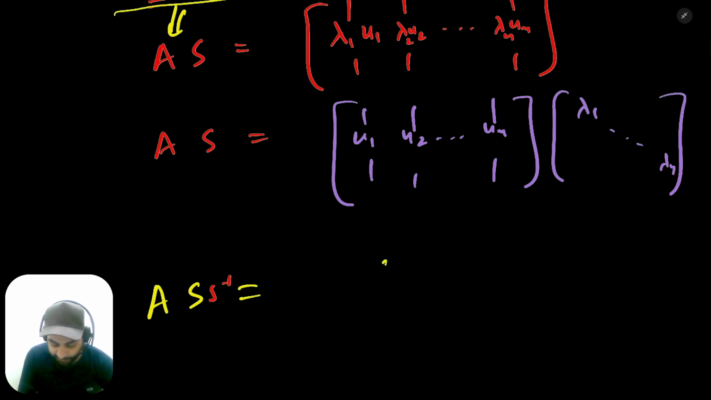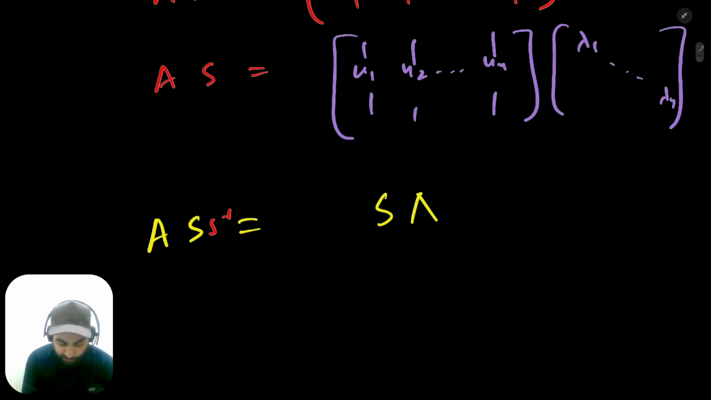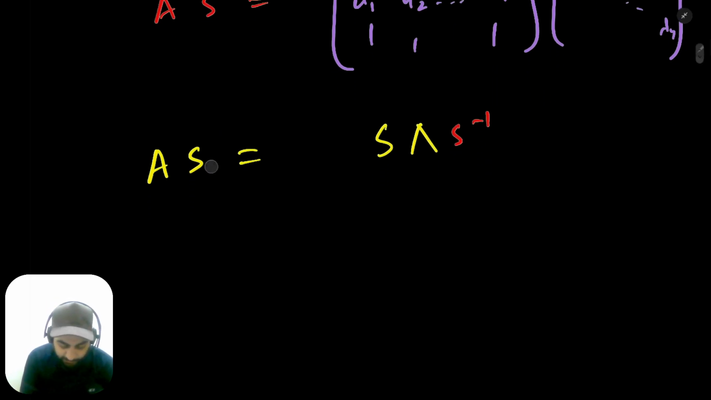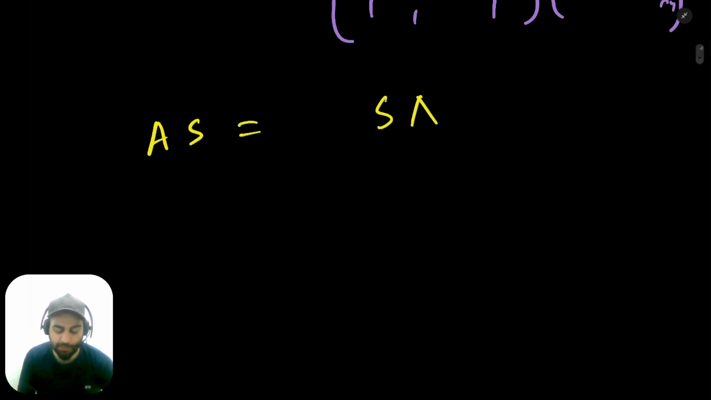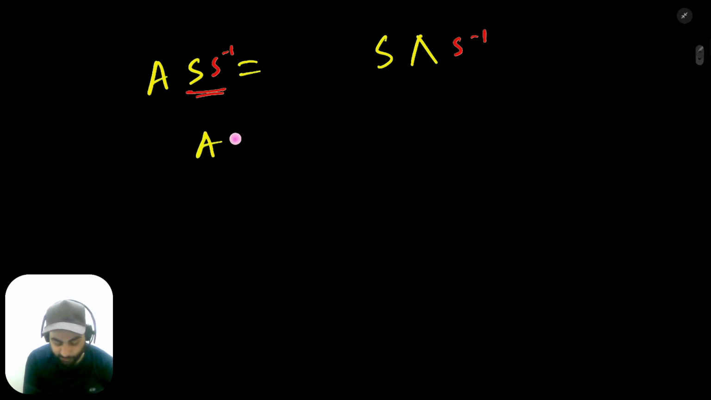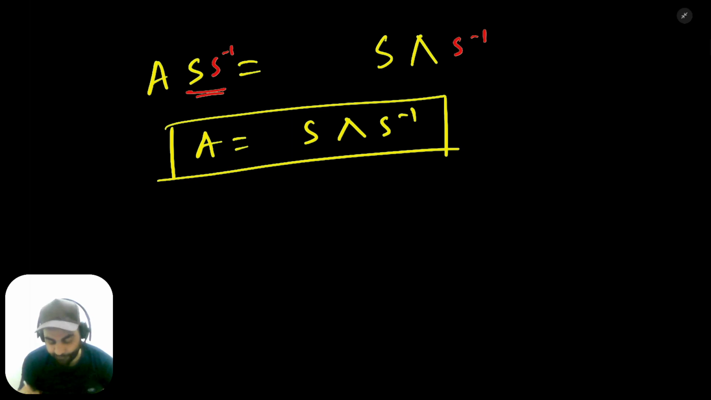So here we'll have this S and lambda matrix like this. Now we're applying the S inverse. We had the equation AS is equal to S lambda. Here we'll apply the inverse on both sides, so this will become identity. So now we have A is equal to S lambda S inverse. This is called diagonalization.